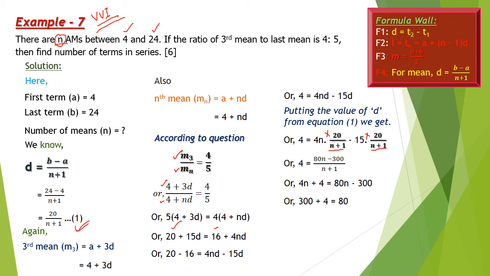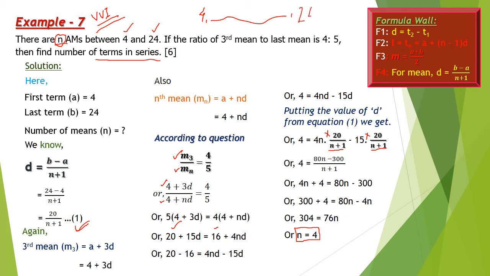Like terms are written on one side: 300 plus 4, or 304, equals 76n, so n is 304 by 76, that is 4. Our value of n is 4, but n is not the answer. The value of n equal to 4 is not the answer. We have to find the number of terms in the series. Now our series consists of 4, then there are 4 means, and 24.